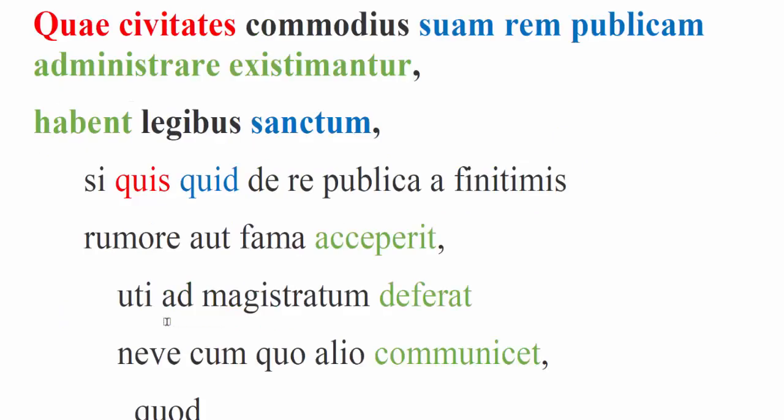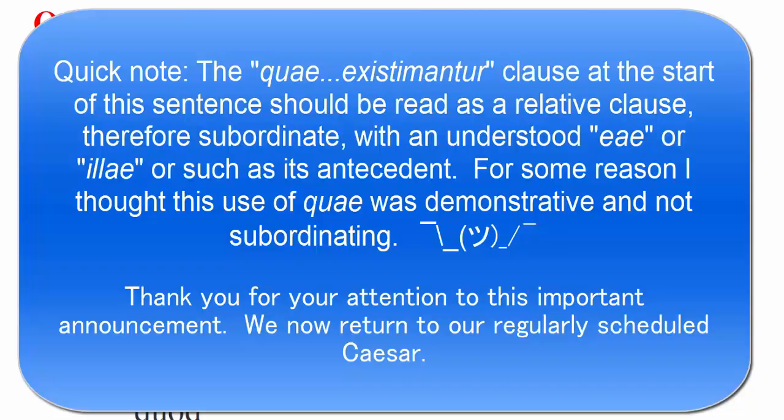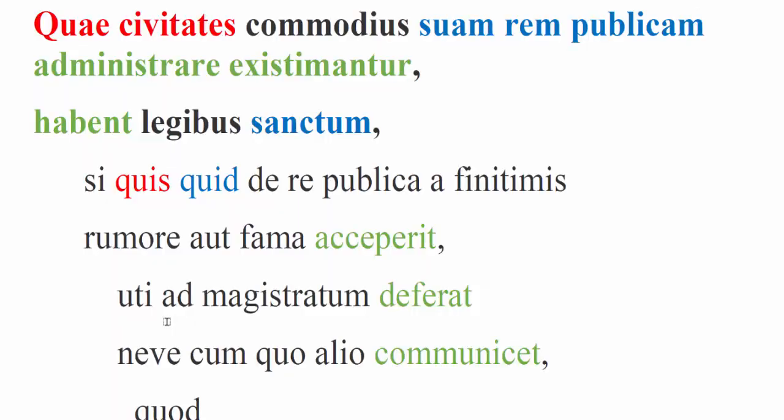Okay, well, with that out of the way, Caesar now shifts to talking about politics a little bit. All right, and we see that right here with suam rem publicam. Those tribes, we might say, for quae civitates, those tribes are considered, notice the passive verb here, and we're not going into indirect speech, all right? We're just going to this kind of complementary infinitive. They are thought to administer their state or their political affairs.